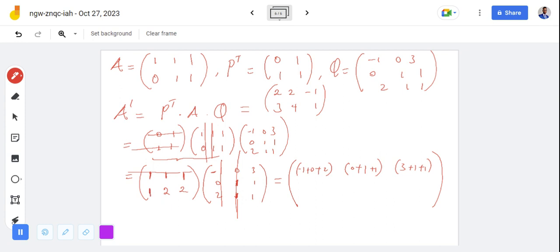Now let's check again. Let's check this out. I have 1 times minus 1, that is minus 1. Then 2 times 0, that's 0, plus 2 times 2, that's 4. So looking at this, it seems I'm not getting the same result. But let's go on, we still know what to do from there.